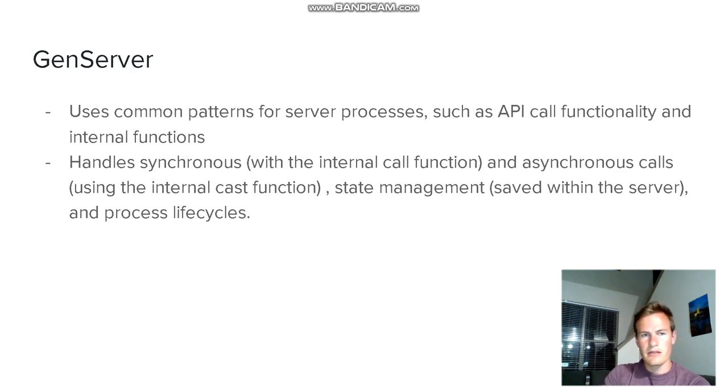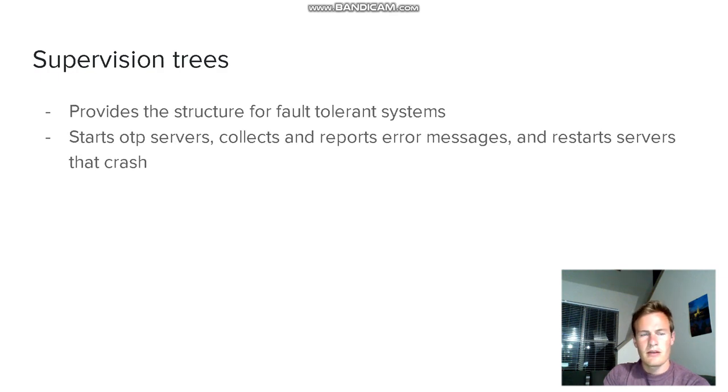So gen servers use common patterns for server processes such as API call functionality, and have internal functions for handling synchronous calls, asynchronous calls, and state management, as well as process lifecycles. And then we have supervision trees. These provide the structure for fault-tolerant systems, because the supervisors start the OTP servers, collect and report error messages, and restart servers that crash.